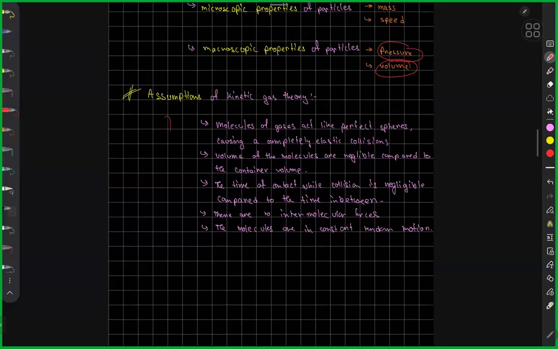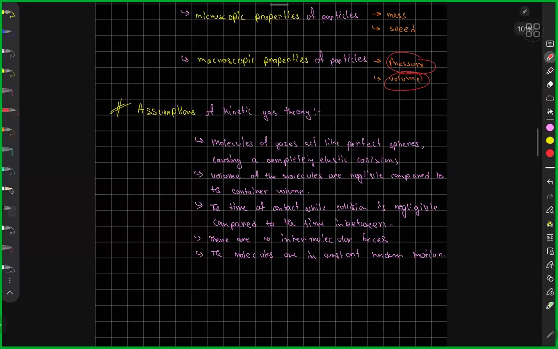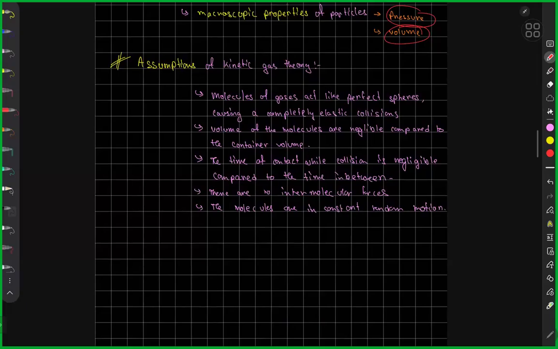Now, for the kinetic gas theory or ideal gases, what are the assumptions we make? There are a few assumptions that we make, and you're going to look into this. Why? Because none of the formulas, PV equals nRT, or the individual relationships between pressure, volume and temperature, would work if these assumptions are not considered. Okay, what are the assumptions? The first assumption is that molecules of gases act like perfect spheres, causing completely elastic collisions.